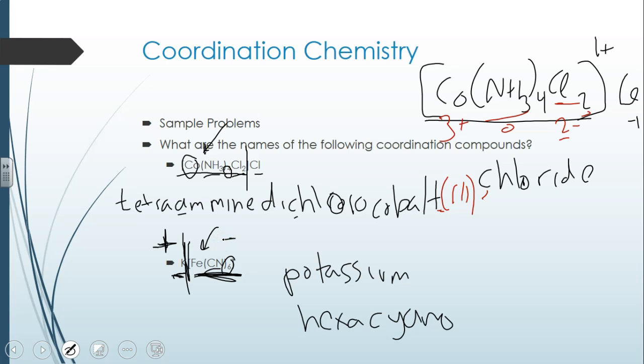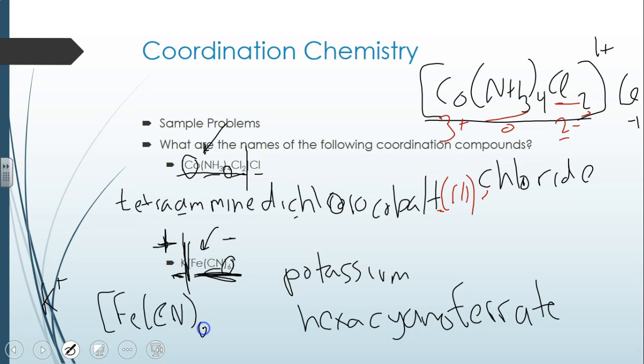So now this, because it's the negative side, we do have to use the -ate ending. So this is ferrate. And then we have to know what the oxidation state of that is. So again, potassium, when we look at this, potassium is a 1 plus. So that means that iron, that is, this whole thing is a 1 minus.